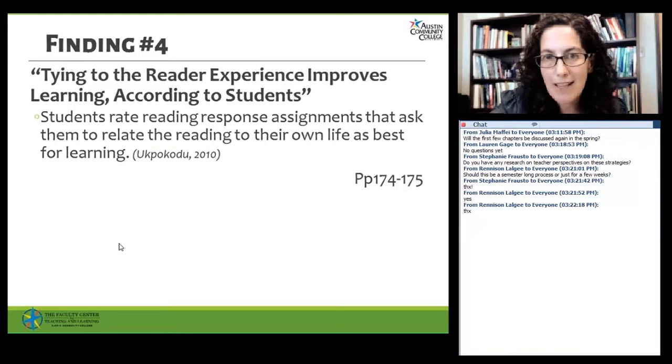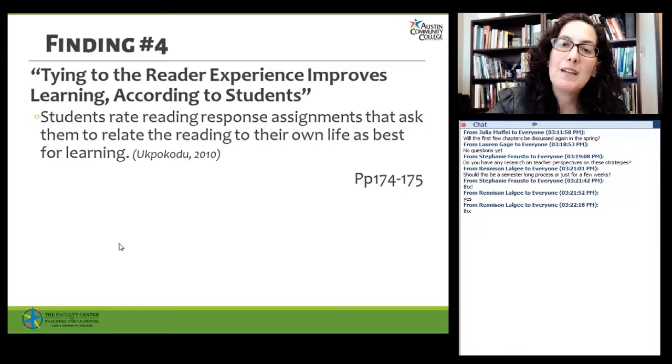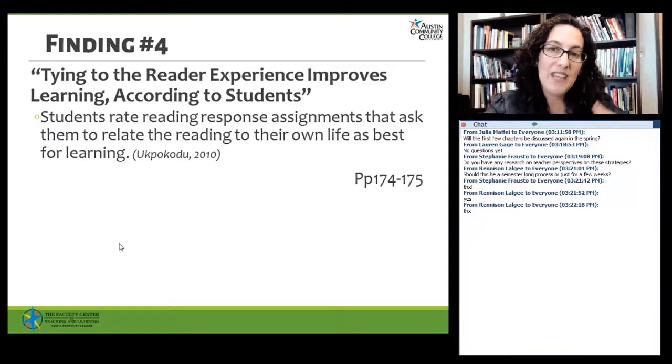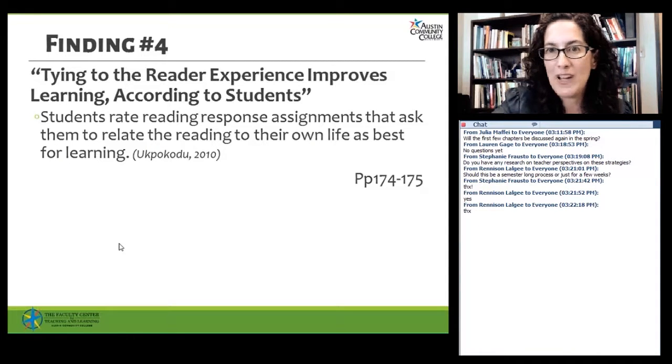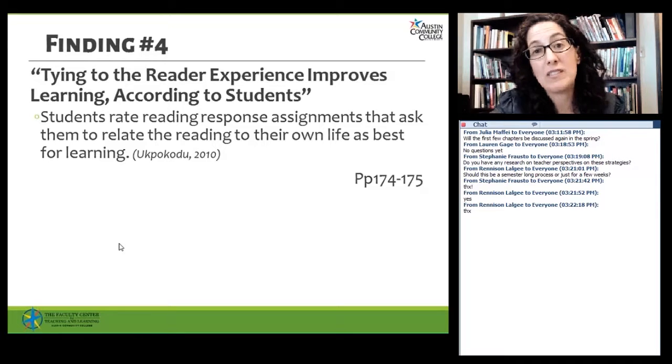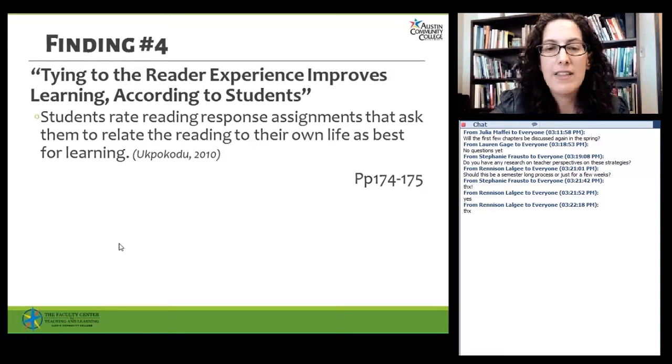I mean, who doesn't like talking about themselves, right? So that's not that huge of a surprise, but psychology also says that when we can connect stuff to ourselves, that it encourages longer-term learning. So it's not just that the students will rate these assignments as better, but there's some evidence from my field, at least, that it helps them learn as well.